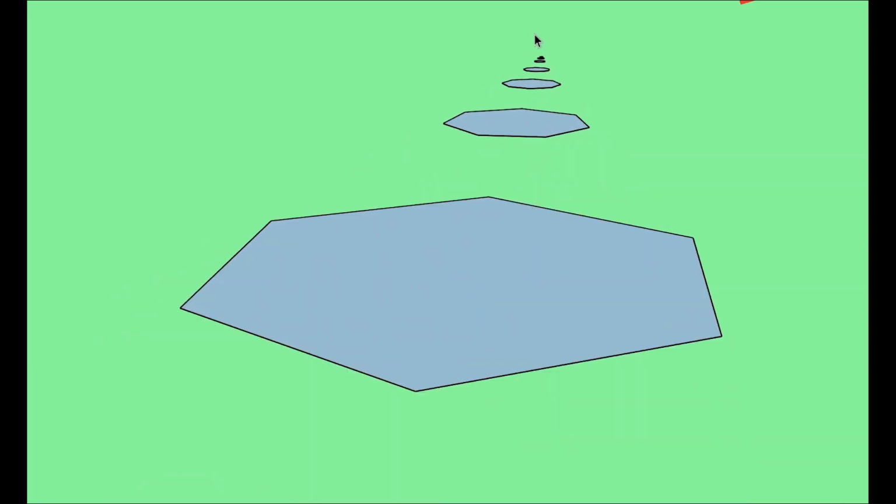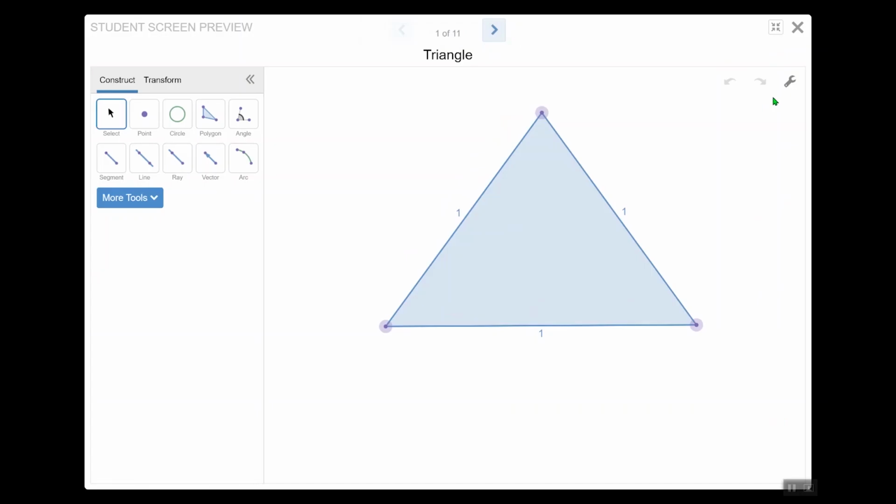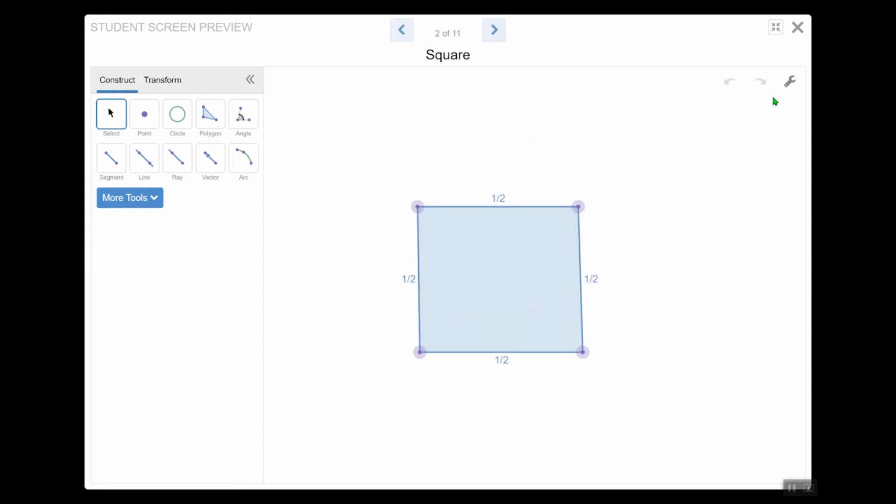Hello, Vital Sign. Today I'd like to explore the areas of regular polygons by working through an interesting math problem, the shrinking sides problem. You start with an equilateral triangle with all sides of length 1. Then you add a side, but decrease the side lengths to 1/2.